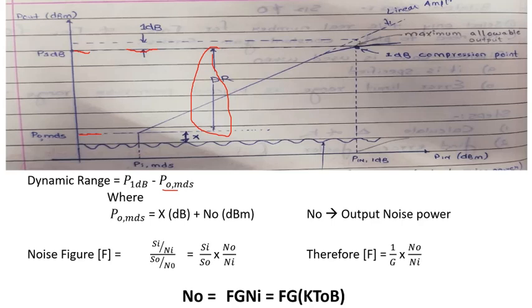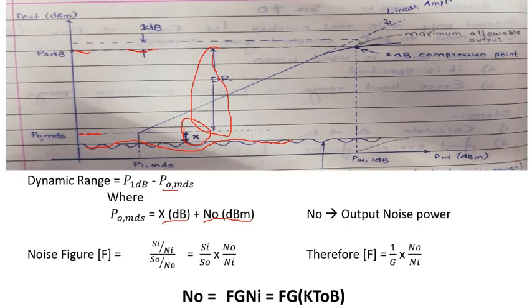Now if you see, this is the actual noise floor. The noise floor cannot be constant throughout, so some kind of deviation is there. So we need to consider that deviation as well. So the minimum detectable signal is given by the deviation in dB plus the noise floor value, that is N0 in dBm. N0 is the output noise power.